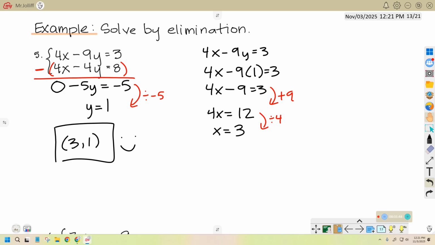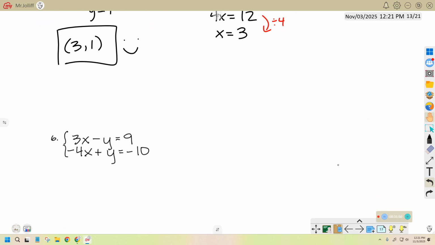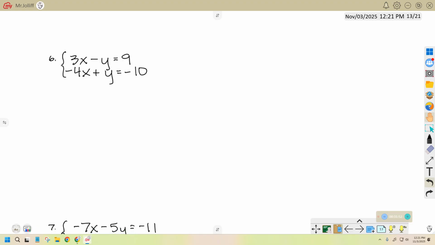No, feels vaguely familiar, tickling the back of our brain. We've seen it before. Try another one. Next one. 3x minus y equals 9. Negative 4x plus y equals negative 10. First question. Anela, are there a pair of matching coefficients up there? You're nodding. I agree. The y's match.